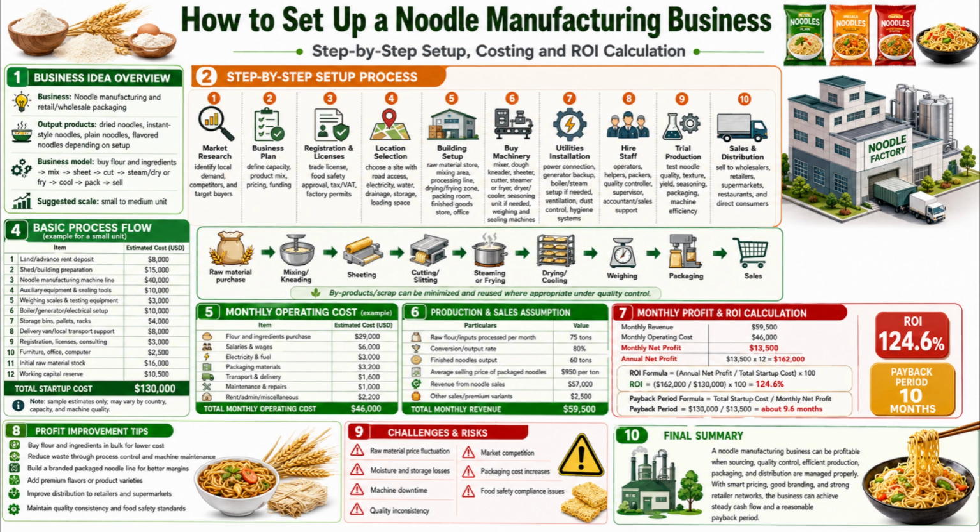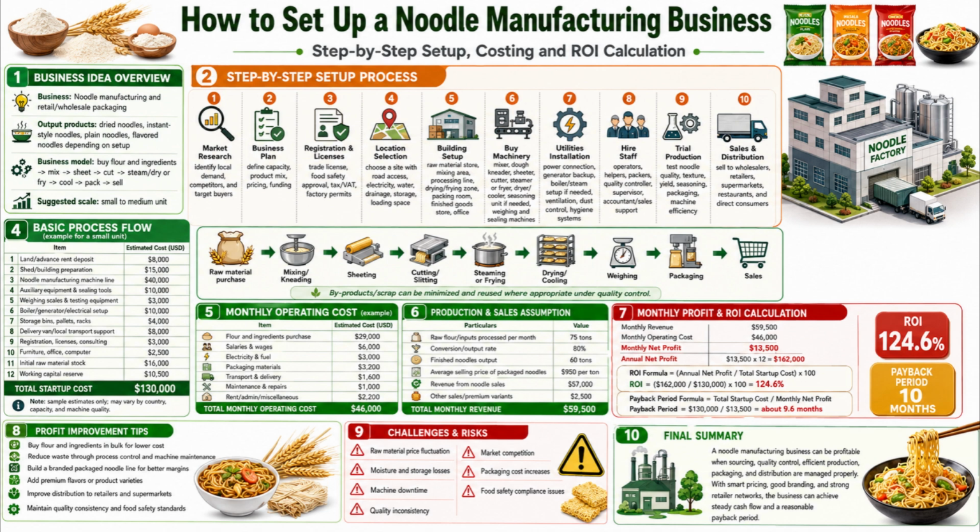Now let's look at the estimated startup cost for a small unit. Land or advance rent deposit may cost around $8,000. Shed or building preparation may cost around $15,000. The noodle manufacturing machine line may cost around $40,000. Auxiliary equipment and sealing tools may cost around $10,000. Weighing scales and testing equipment may cost around $3,000.